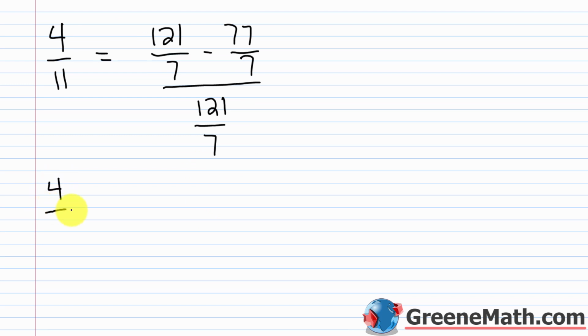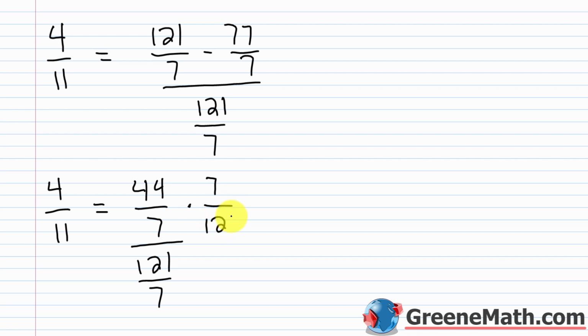So on the left again, 4/11ths. On the right, 121 minus 77 is 44. So I'd have 44 over 7, and then this would be divided by 121 over 7. So basically, to divide these fractions, I would multiply this first one by the reciprocal of the second one. 7 would come up here. 121 would go down there. And I can just erase this from here. And I know that the 7s would cancel completely, so that's gone.